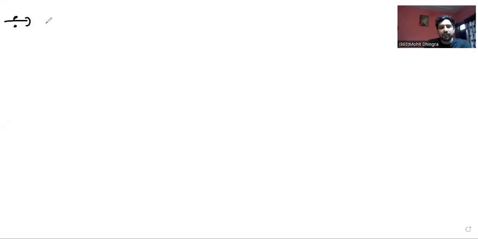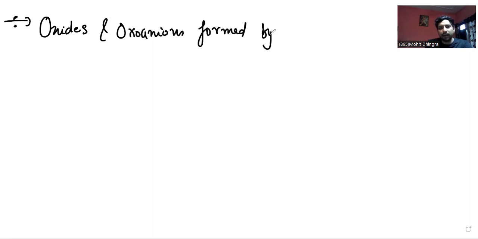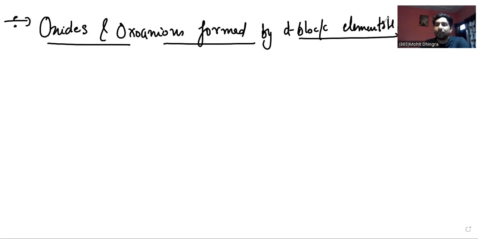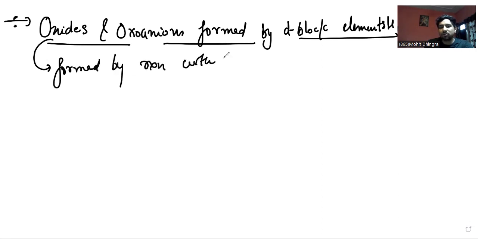Okay, so now we are going to discuss oxides and oxoanions formed by the metals of the d block. See, these d block elements form oxides by reacting with oxygen, but that happens at very high temperatures.